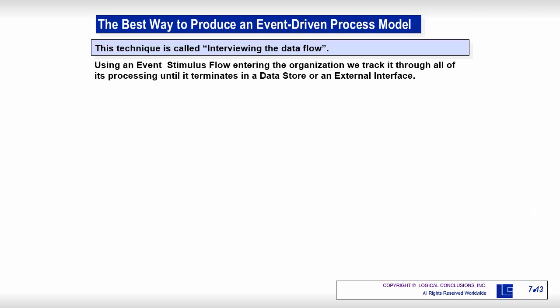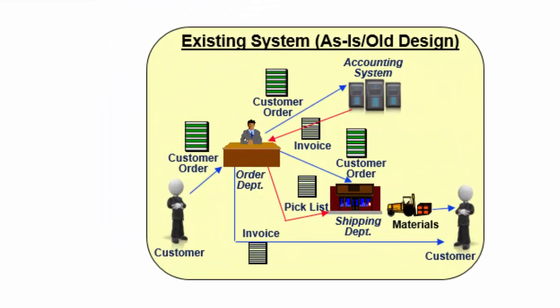Using an event stimulus flow entering the organization, we track it through all of its processing until it terminates in a data store or an external interface. Those are the only two possible terminations for a data flow. On the diagram on this slide, I've shown the existing design of an area of business. Using the interview the data flow technique, we stick with the stimulating data flow through all its processing in the existing systems and ask the business users and staff what happens to this data as it goes through their jobs.